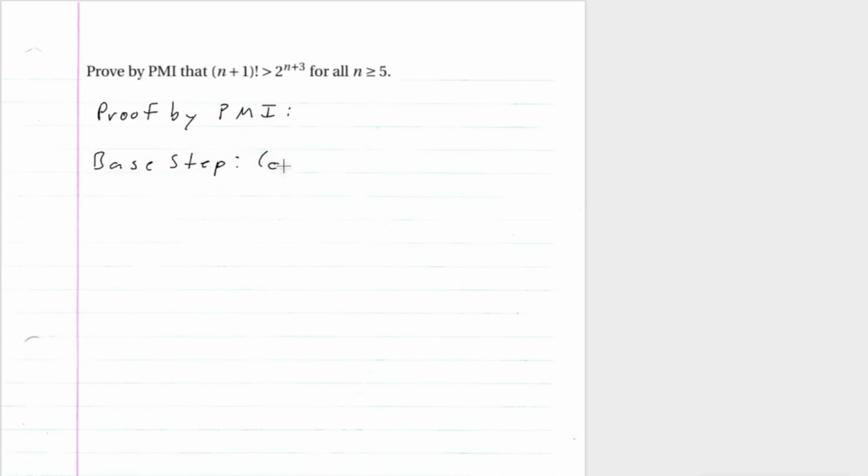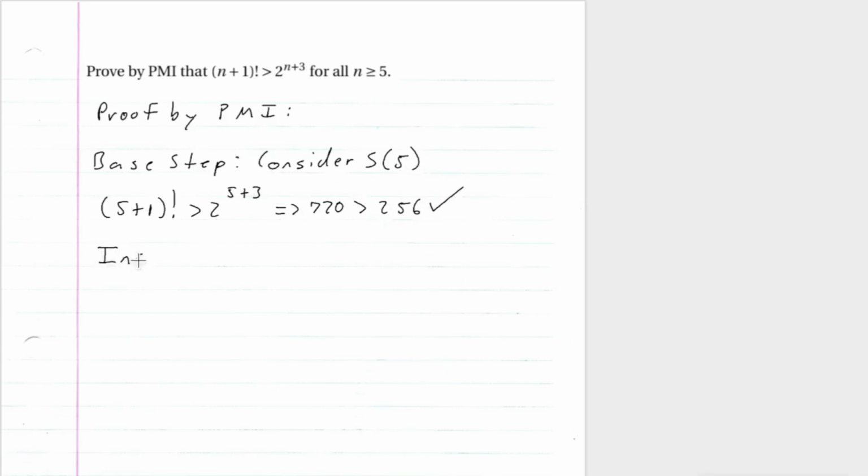All right, so we're going to do our base step. We're going to consider the statement involving 5, right? So that is 5 plus 1 factorial has to be bigger than 2 to the 5 plus 3, which is the same thing as 6 factorial, which is 720, has to be bigger than 2 to the 8th, which is 256. So that definitely checks, right? All right, so now we're going to move on to the induction step.